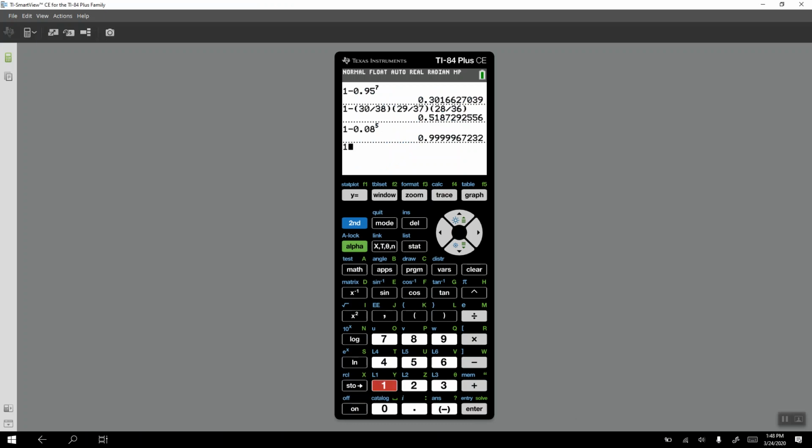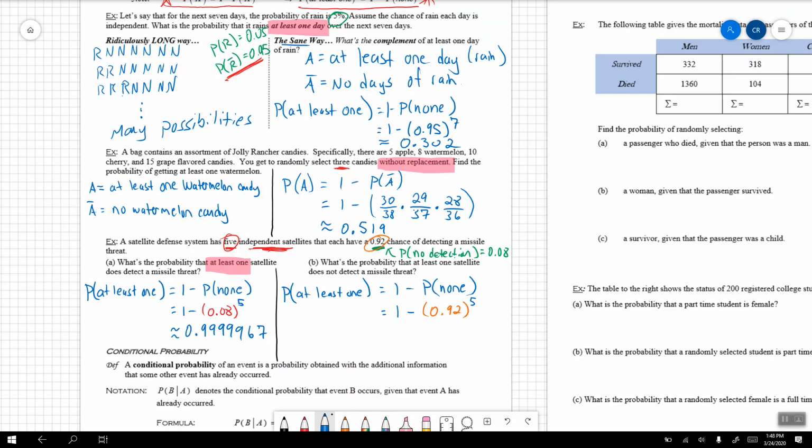So now we let the calculator do the work. 1 minus 0.92 raised to the power of 5. Hit enter. Look at that probability. That probability is not too bad. That's roughly about 34%. So the probability that at least one satellite does not detect a missile is going to be 34%. Interesting. All right, so we're going to write that up here. Looking at this probability, I'm going to round it off to 0.341. Perfect.